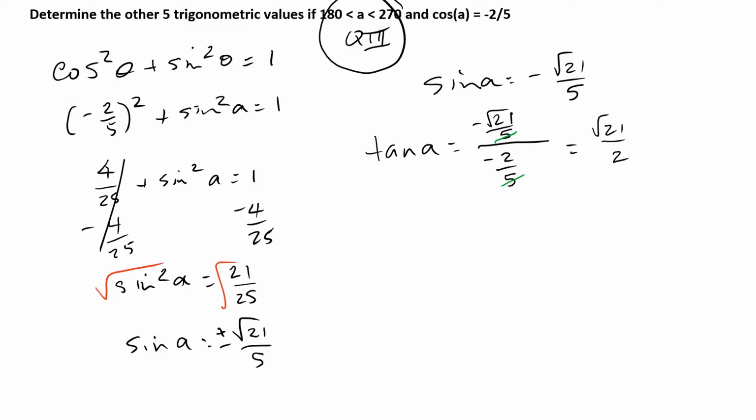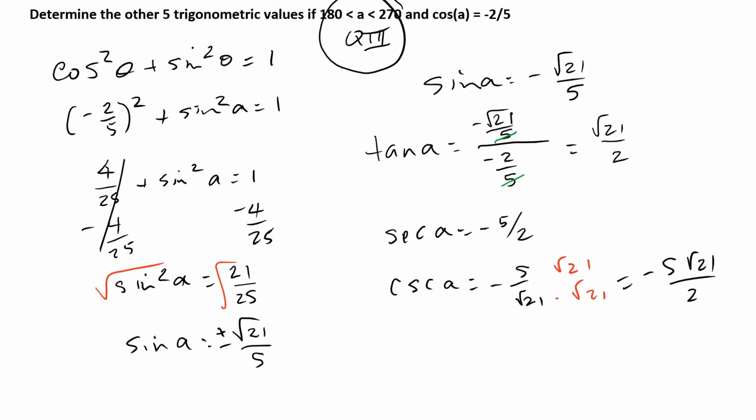Now let's talk about the reciprocals. The reciprocal of cosine is secant. So if I just take that negative 2/5 and flip it, I get negative 5/2. I know that the reciprocal of sine is cosecant. So if I just take that and flip it, I get negative 5 over the square root of 21, which we can rationalize by multiplying by the square root of 21 on top and bottom. And we get a final answer there for cosecant of negative 5 square roots of 21 over 21.